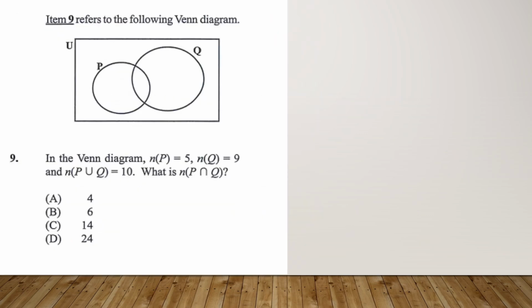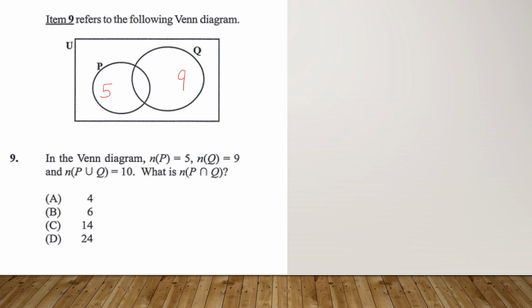Number 9, the Venn diagram. The number of elements in P is 5. The number of elements in Q is 9. And the number of elements in P union Q is 10. What is the number of elements in P intersect Q? So let's write down what we know. Here is 5, here is 9, and the union is 10.